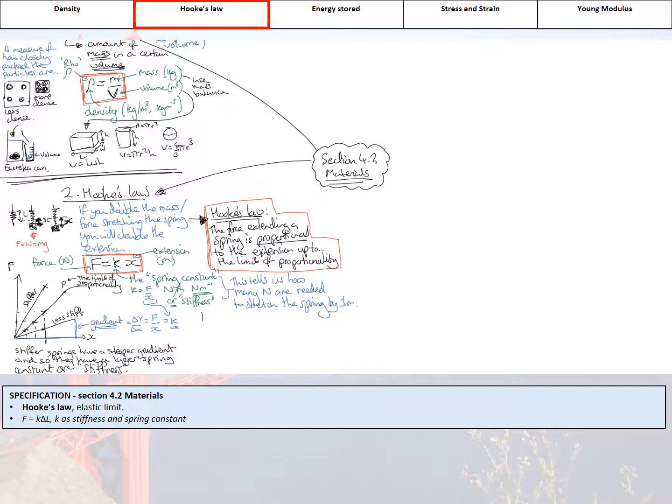So let's imagine that instead of just having our one spring, we actually put two springs, one after the other, in series. So we've got an extension from the first spring and an extension from the second spring, extension 1, extension 2. So total extension is twice the extension for 1.